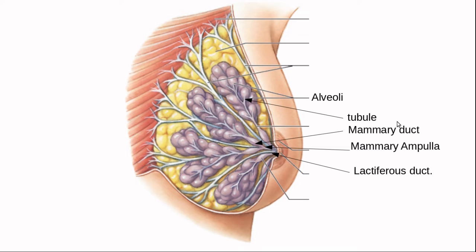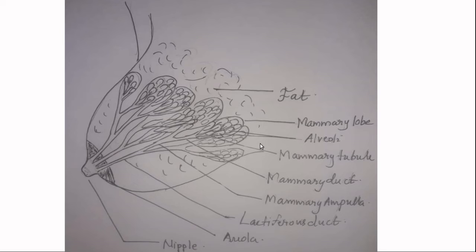It is called the tubule, and the tubules of all the alveoli of each lobe join together to form what is called the mammary duct. So mammary ducts of different mammary lobes join together to form what is called a mammary ampulla. Okay, mammary ampulla. So this is a mammary duct, another mammary duct. This is what is called the mammary ampulla, and many mammary ampullae join together to form what is called the lactiferous duct.